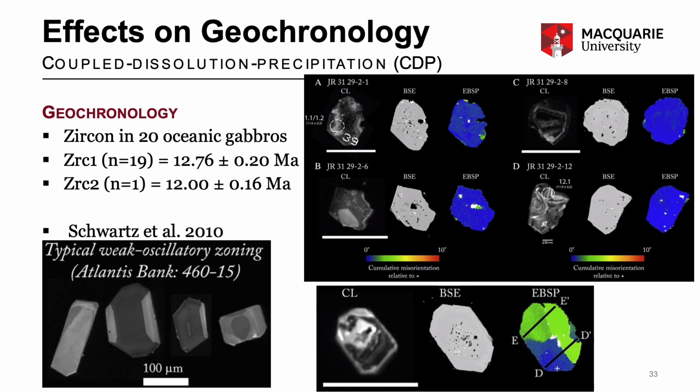In an example here from some oceanic gabbros drilled at a core complex, there are two types of zircons found in 20 different samples of oceanic gabbro. 19 of the samples showed the relatively clean zircons shown in the lower left. They give an age of 12.76. One sample showed evidence of coupled dissolution precipitation, shown here on the right, and the age was slightly younger. The 12 million year age matched the age of the magnetic anomalies, and so the CDP event is what was dating the age of the seafloor in this area.